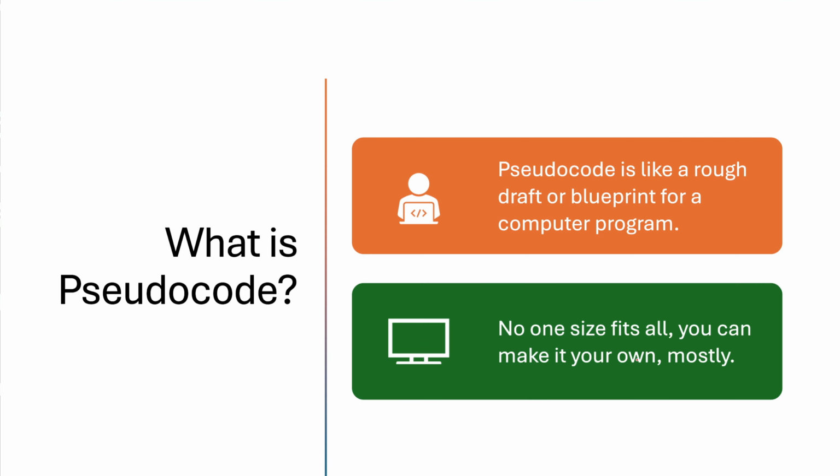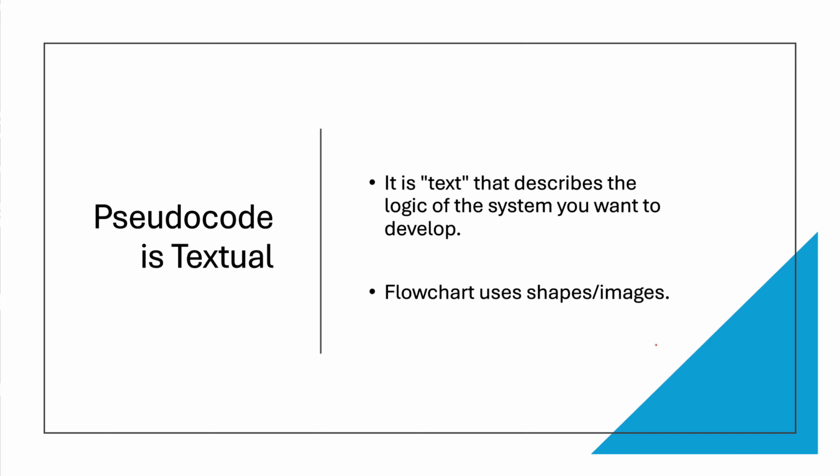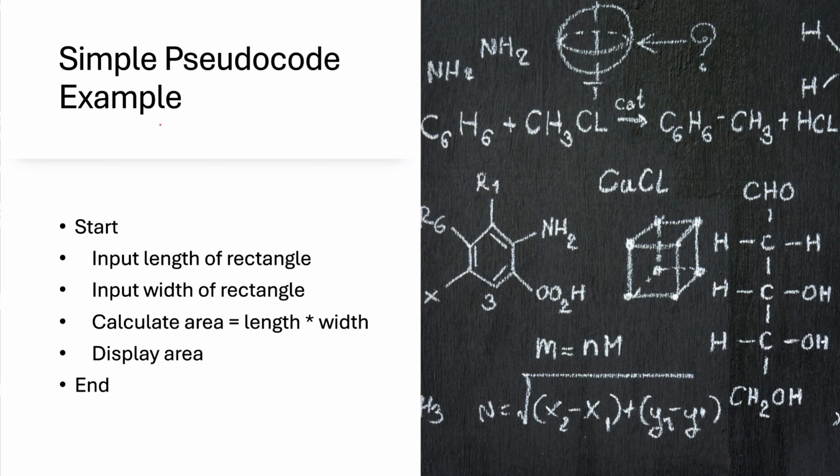Let's look at pseudocode first. So pseudocode is like a rough draft or blueprint for a computer program. No one size fits all. You can make it your own mostly. So pseudocode, there are some keywords that you have to kind of stick to, but again, once the logic is explained in a way that anyone can understand it or a programmer can understand it, you're good to go. Pseudocode is textual. Again, it is text that describes the logic of the system that you want to develop. Flowcharts use shapes or images.